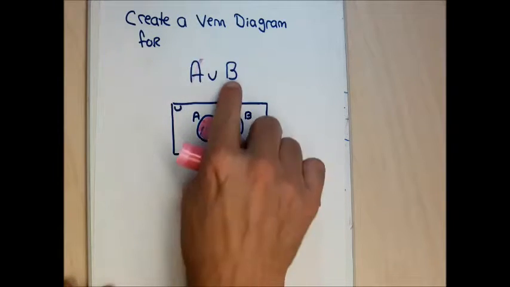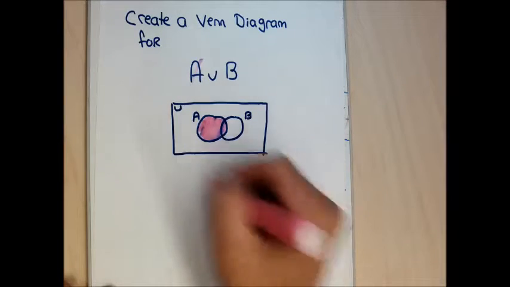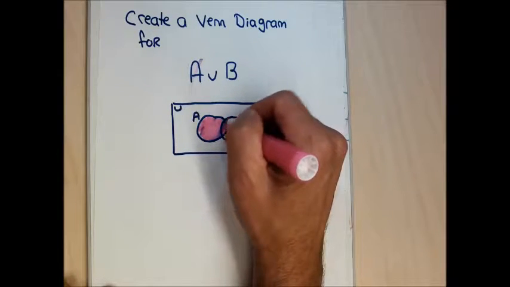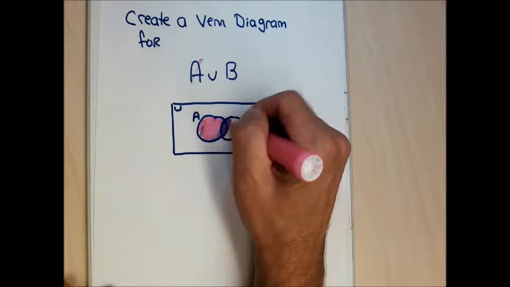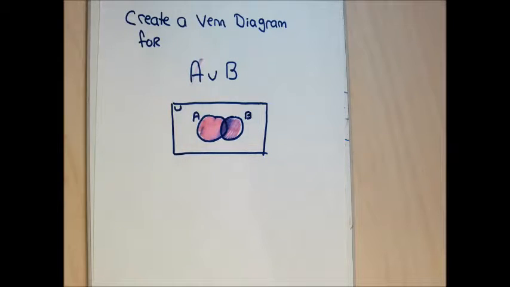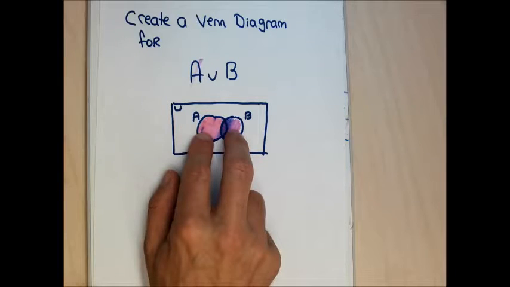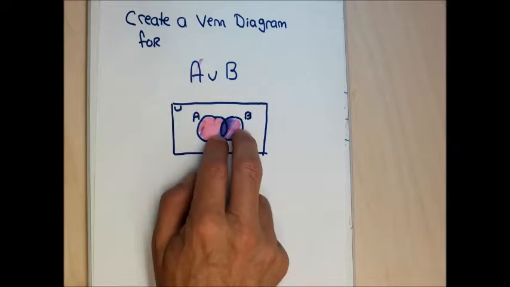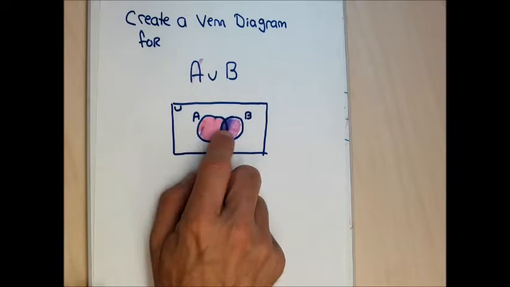And also I'm going to shade set B, and set B is the entire B circle. Notice that I'm shading some area twice, but that's okay. This is a picture of A union B. This picture contains every element in set A, every element in set B, and every element that's in both set A and set B.